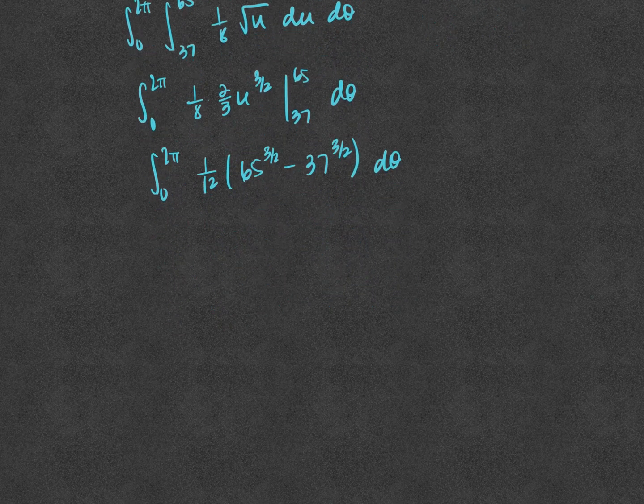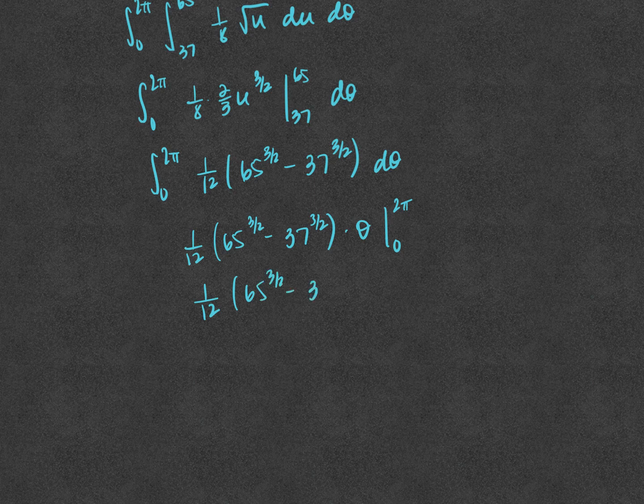So when we integrate this with respect to theta, we just get theta. So we're going to say 1/12, 65 to the 3 halves minus 37 to the 3 halves, times theta from 0 to 2 pi. So we have 1/12, 65 to the 3 halves minus 37 to the 3 halves, and 2 pi minus 0 is just 2 pi. So we get pi over 6 times 65 square root of 65 minus 37 square root of 37. And that's our answer. Not too bad.